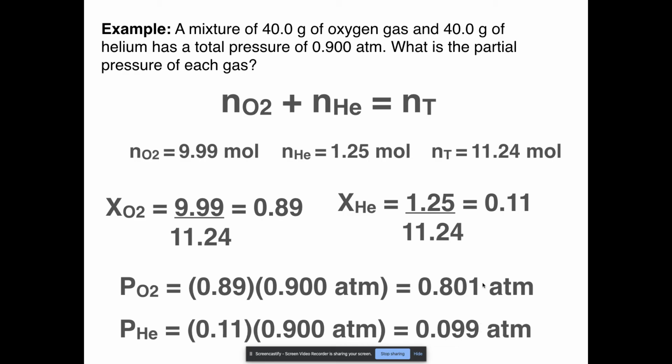Notice if I add these together, that adds up to the total pressure. Notice that if I add my mole fractions together, that adds up to 1. And that's how you would solve a question like that.